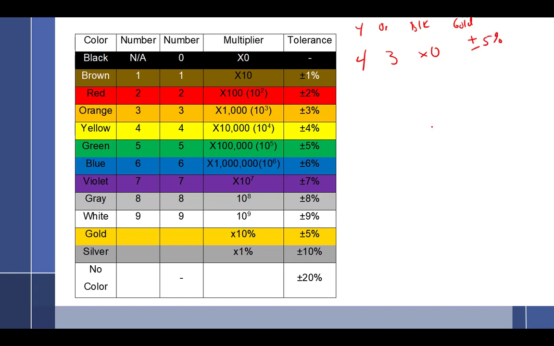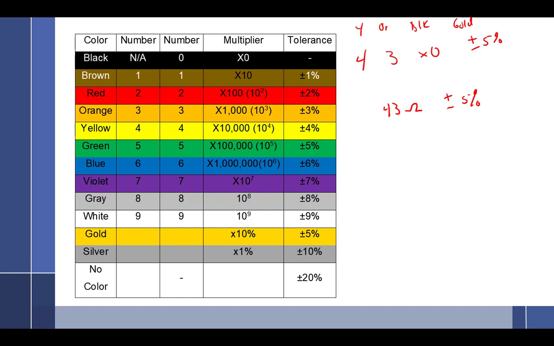So what that's saying is, the first number is a 4, the second number is a 3, and I multiply it times 0, so it should be 43 ohms, plus or minus 5%. Now if I want to know what that is, I'm going to take my calculator and I can do 43.